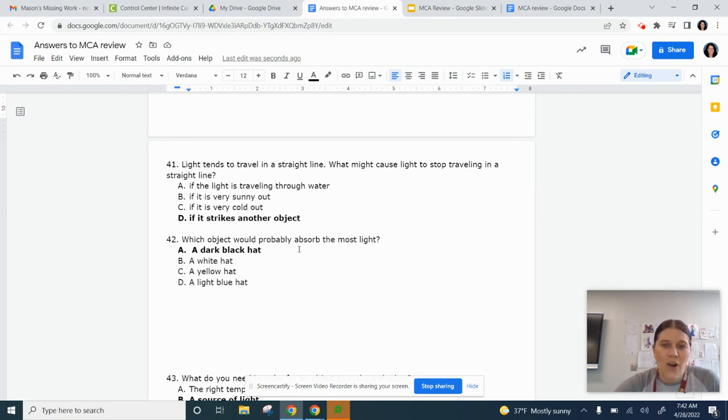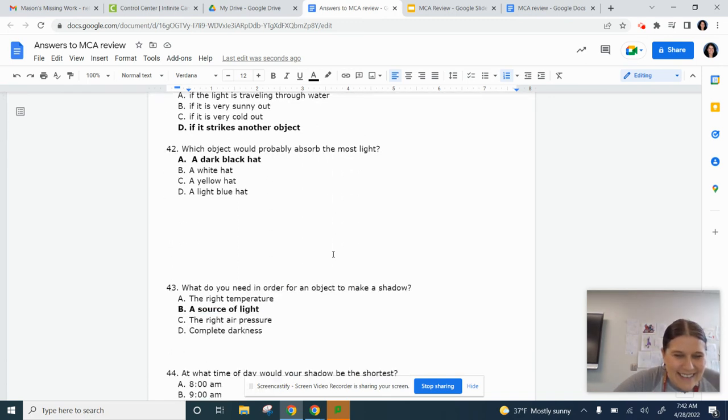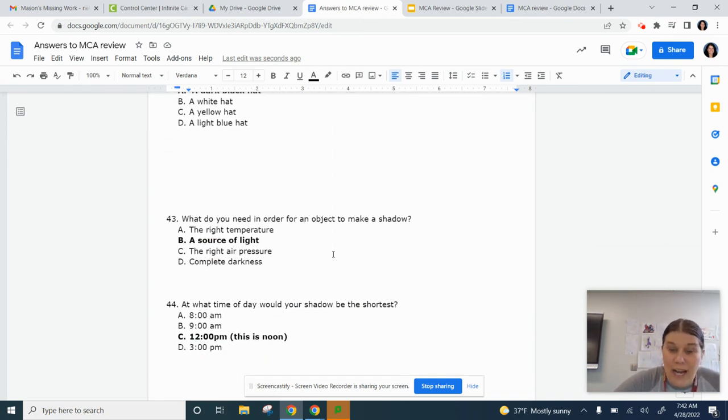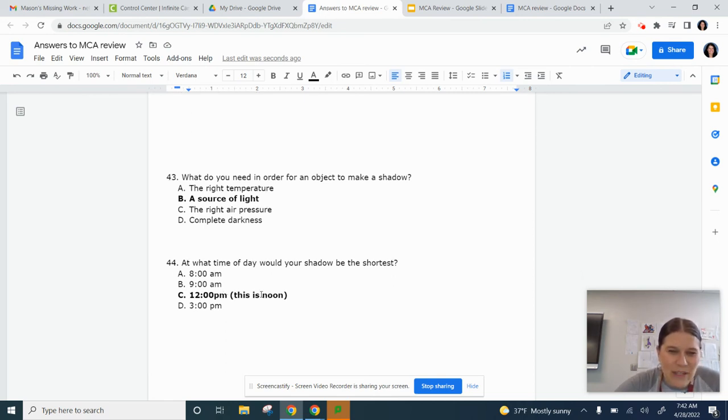D. Oh, absorb the most light. I said dark. That's why we try not to wear dark in the summer, because it's so hot, absorbing all the direct light. What do you need to make an object make a shadow? Light. And we did this one in class, right? We drew this one. When's your shadow the shortest? When it's right above us, because there's nothing to block it but little us. So noon.